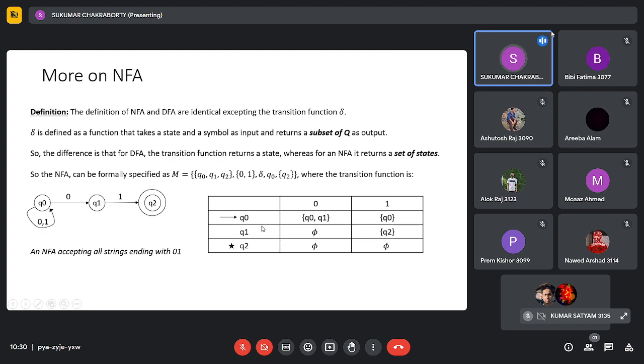So this is the transition function. On Q0, on 0 you have Q0, Q1, on 1 it is Q0. On Q1, on 0 it is phi, on 1 it is the set Q2. And on Q2, for both 0 and 1 it is empty phi. So this is the transition function for this NFA.